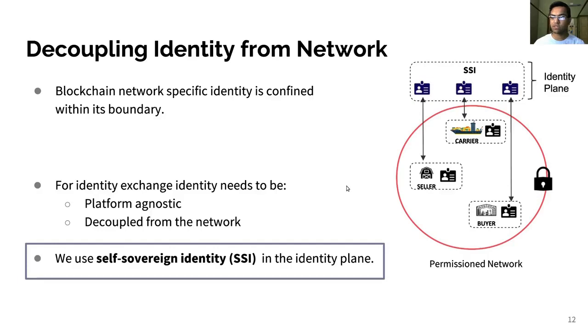Therefore, we use the concept of self-sovereign identity or SSI in the identity plane, which allows us to decouple the participants' identities. So even though inside the network, the participant will have the blockchain network specific identity, it will use the SSI for identity interoperation in the identity plane.